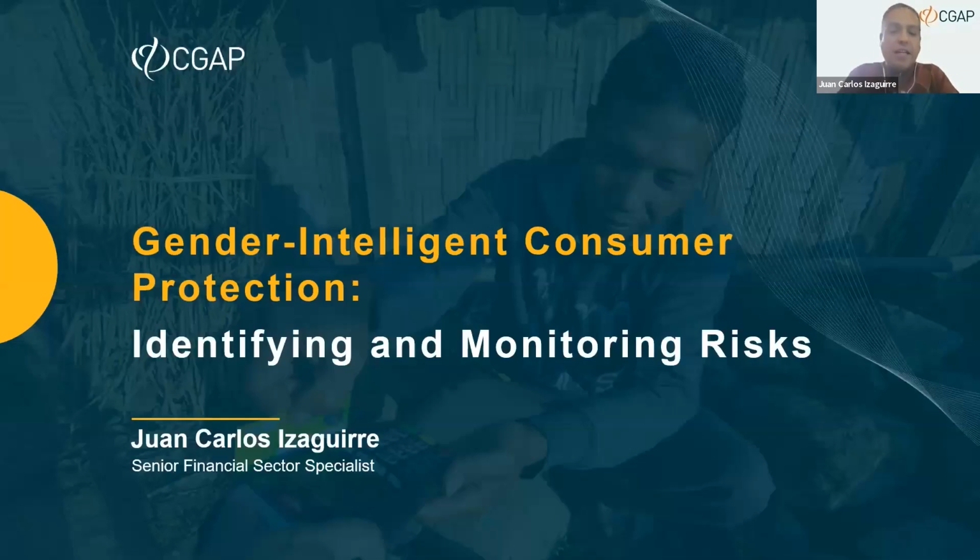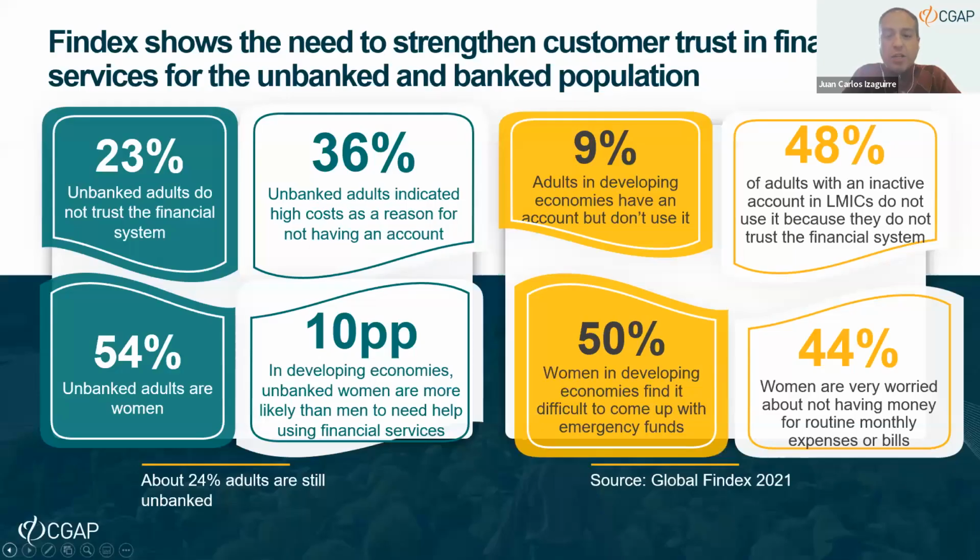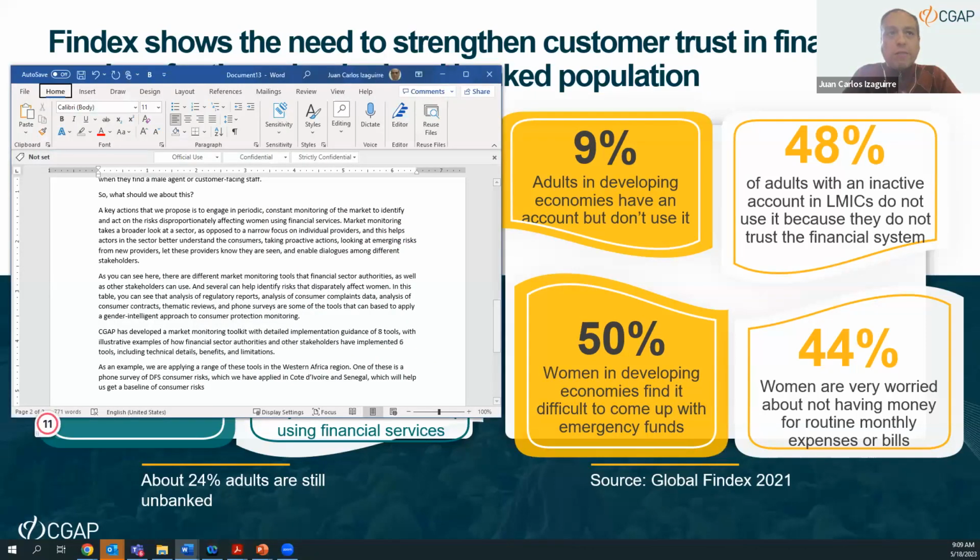As Katie was saying, I would like to put an emphasis on what types of different actions can be identified in consumer protection to make it more intelligent, and especially to identify and monitor consumer risks. I would like to start with a more global view based on the results of the Global Findex that was published in 2021.